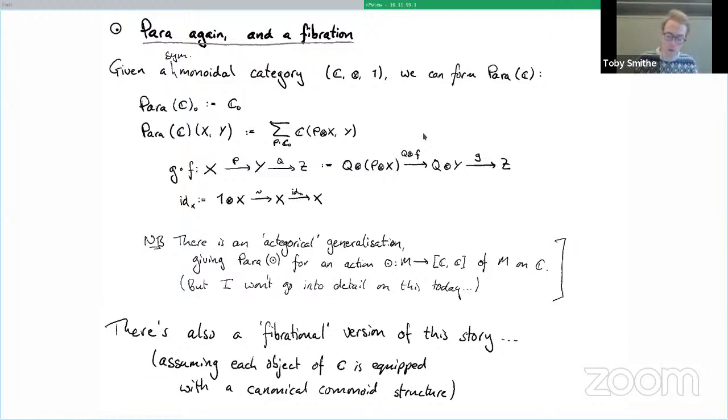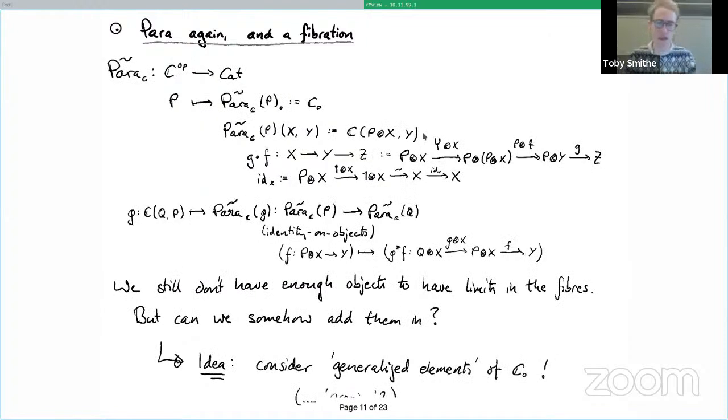But before we get on to that internal category version of the story, I want to reframe this para category in a fibrational way, under the assumption that each object of C is equipped with a canonical comonoid structure. Certainly in the case of these copy-delete categories, these Markov categories, or even just sets, this is the case. So that's okay for my setting. Okay, so we can define this index category, which by the Grothendieck construction gives us this fibration down onto C.